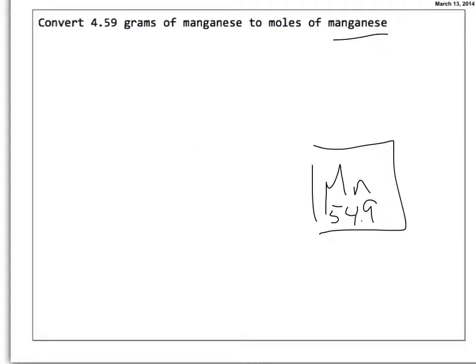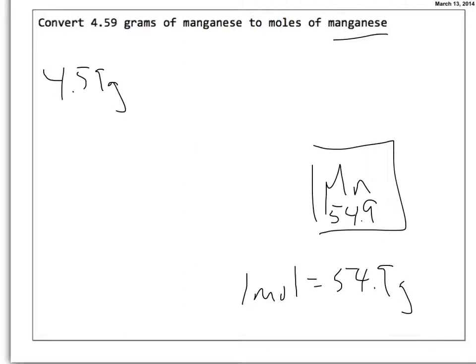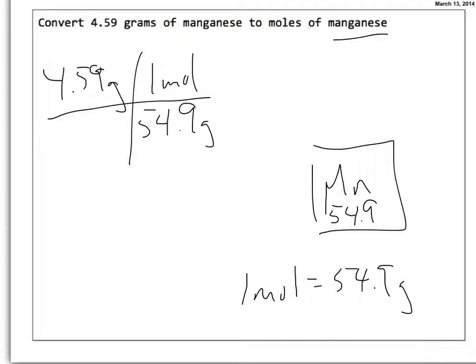So the conversion here would be 1 mole equals 54.9 grams. So when we start this, we've got 4.59 grams, and the conversion is 1 mole. Mole goes on top because that's what we want our answer to be, divided by 54.9 grams. And when you multiply that out, you get 0.0836 moles.